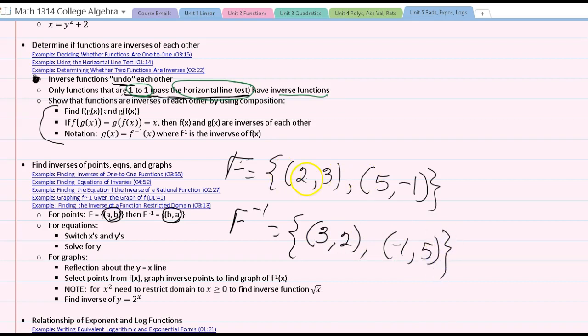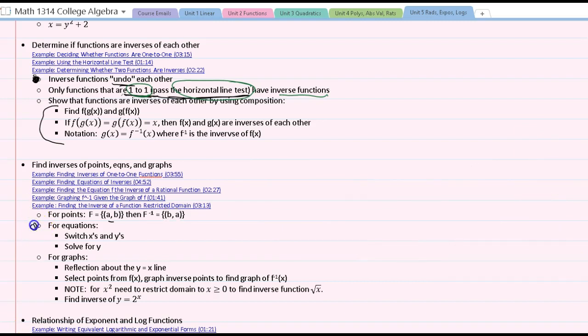Another way to find out if these are one-to-one is just to graph these points. So I would go to (2, 3), and then I would go to (5, -1), and we can see that it does pass the horizontal line test, and they are functions because it passes the vertical line test as well.